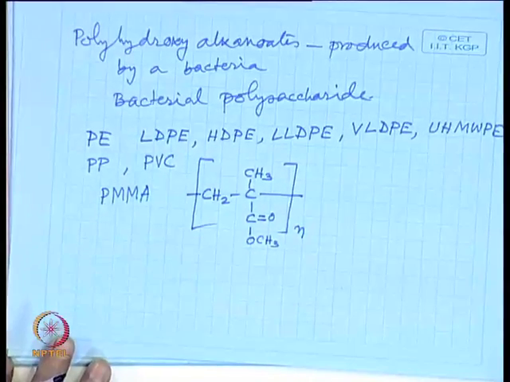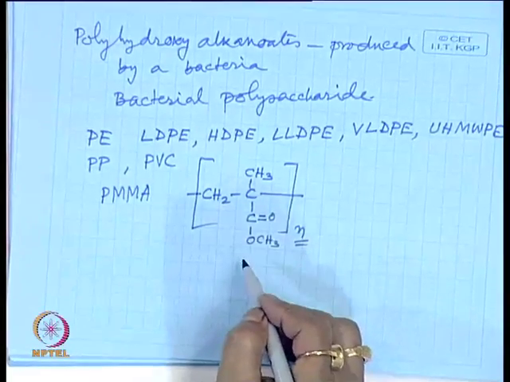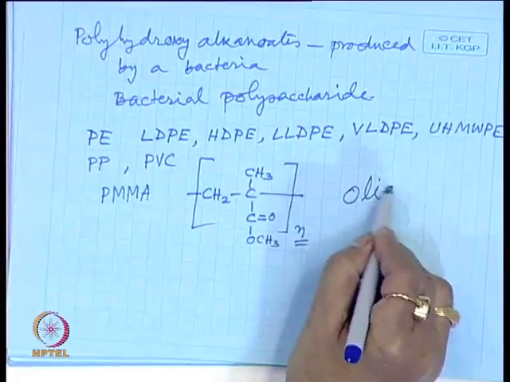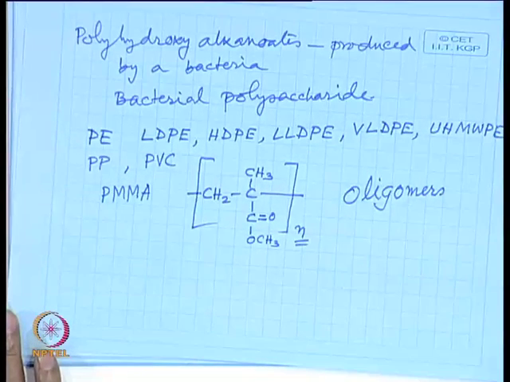N number of times, where this N is the degree of polymerization. Depending on the value of N, we can have an idea of the molecular size, how big it is. Very big, high value, high molecular weight; low value, low molecular weight. Low molecular weight polymers we call oligomers. Oligo means lower, a smaller number, oligomers.